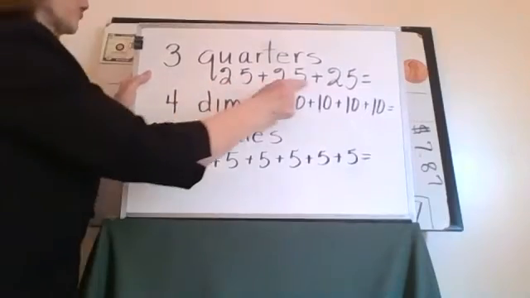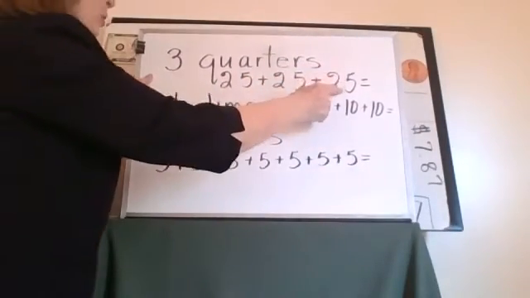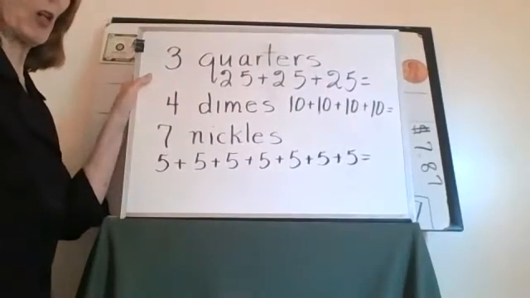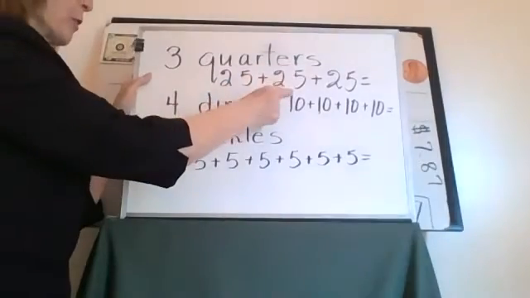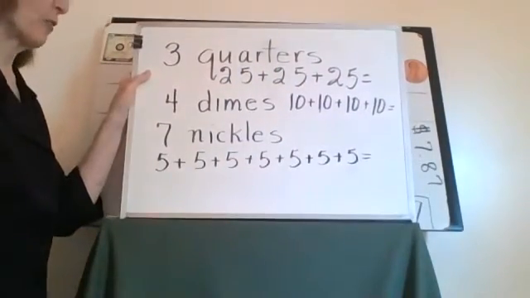How many quarters do we have now? 25 plus 25 plus 25. We only have 3. So will it equal $1? No. 25, 50, 75. What's our answer? 75 cents.